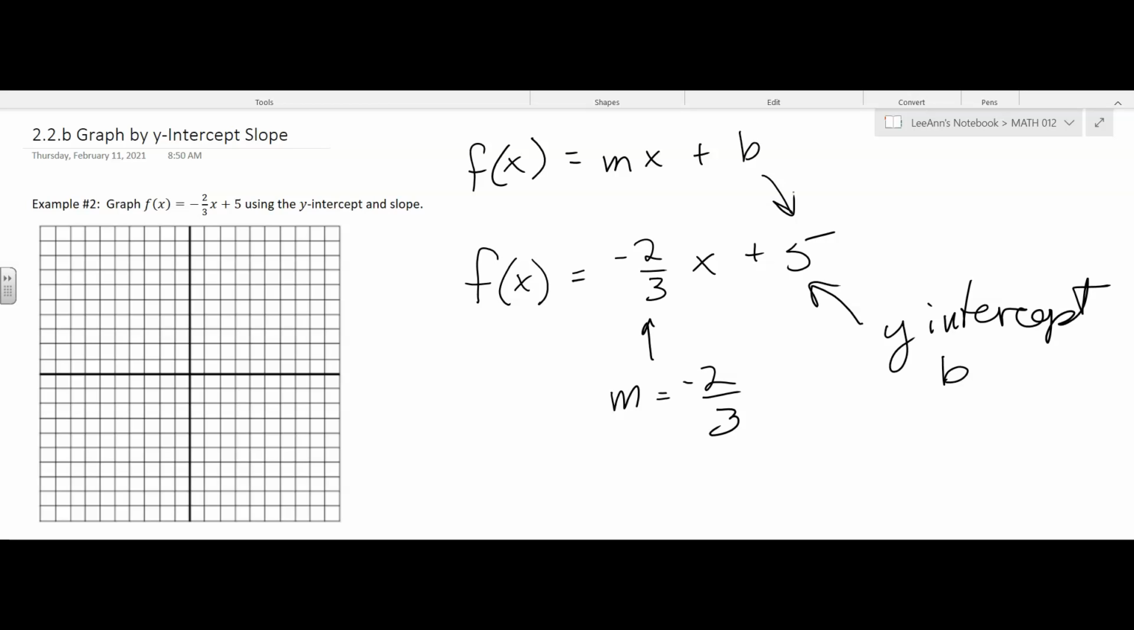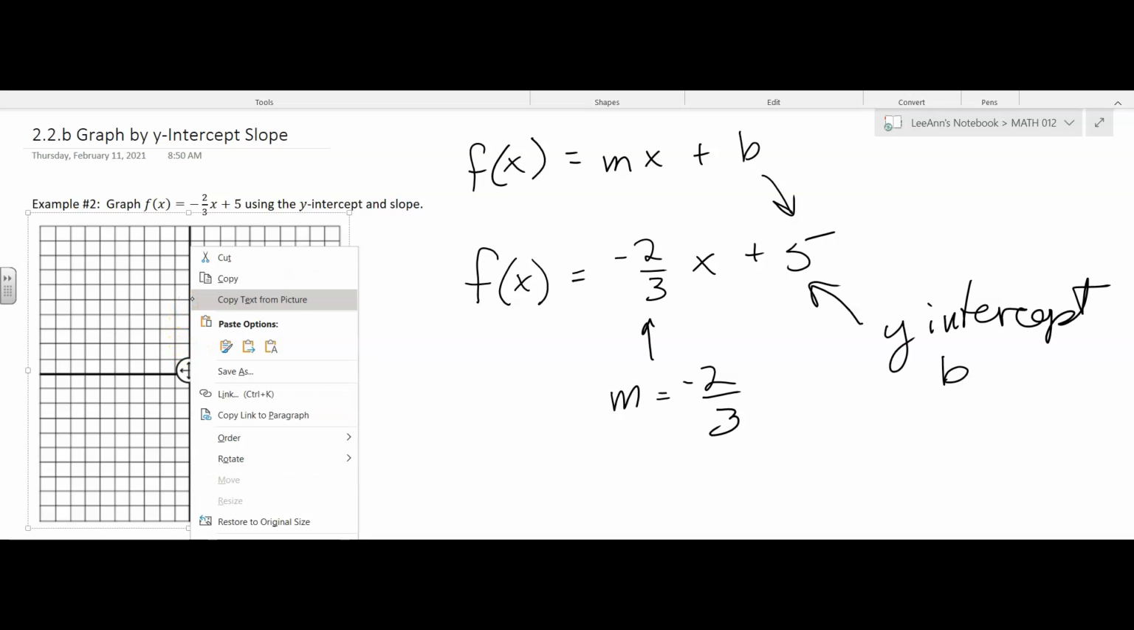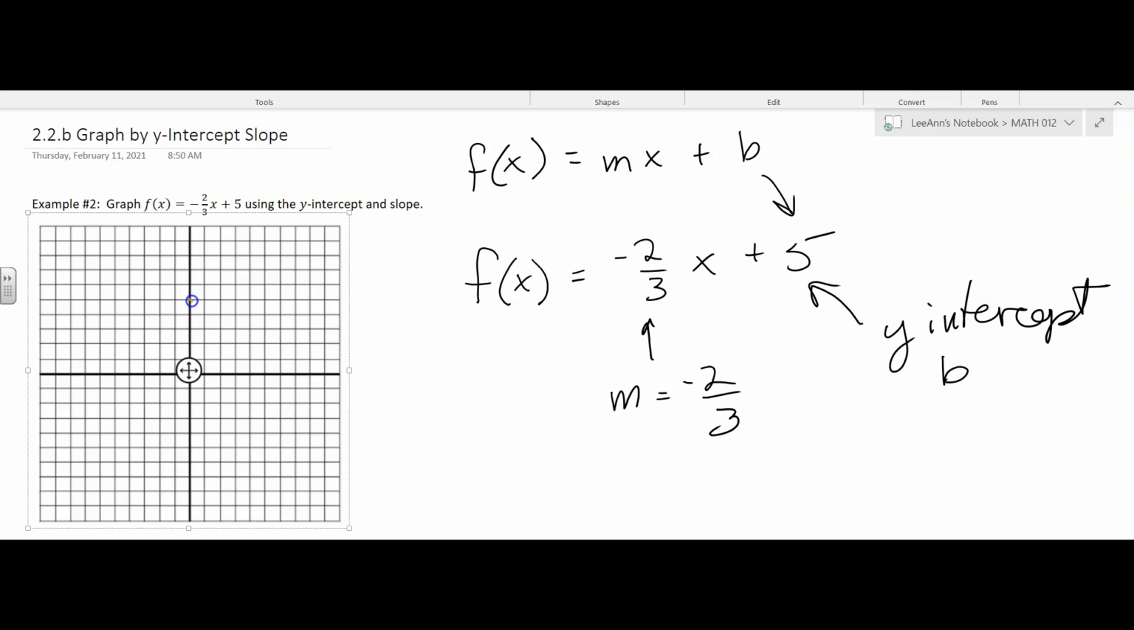Okay, so for a y-intercept, you're going to go on the y-axis at 5. 1, 2, 3, 4, 5. And that'll be a point. And then we're going to use the slope to count rise and run. Well, my rise I'm going to have as negative 2. So I'm going to, what happened to my point? 1, 2, 3, 4, 5. It was right there.